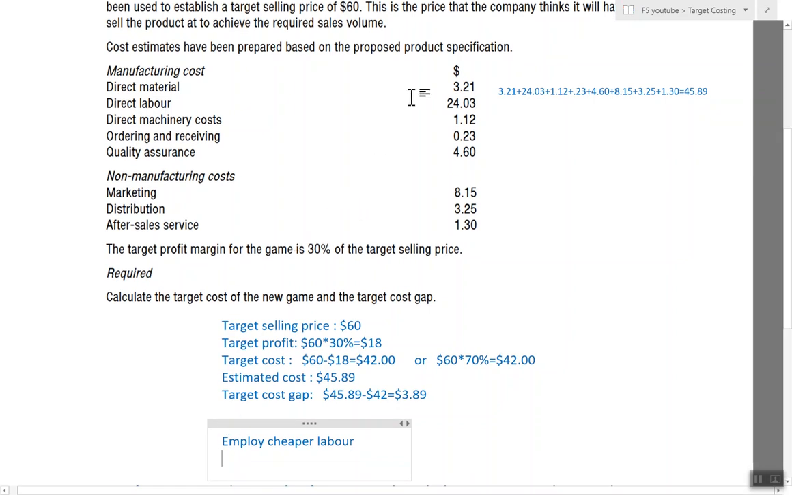Another thing I will go for after that is quality assurance and marketing. Use alternative, cheaper sources of marketing.